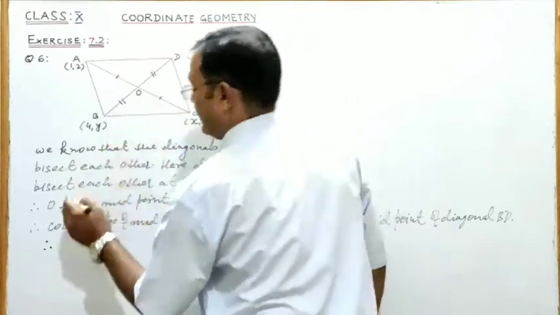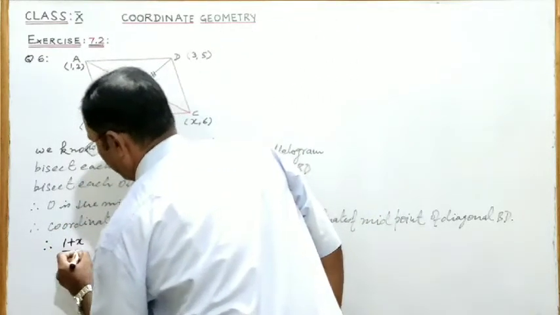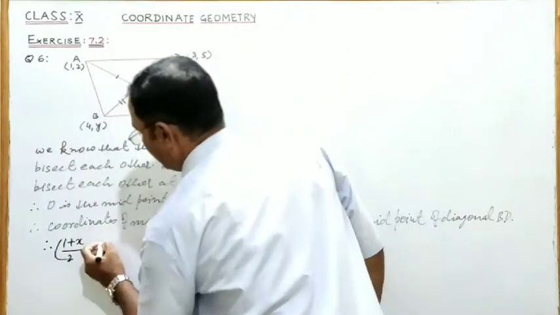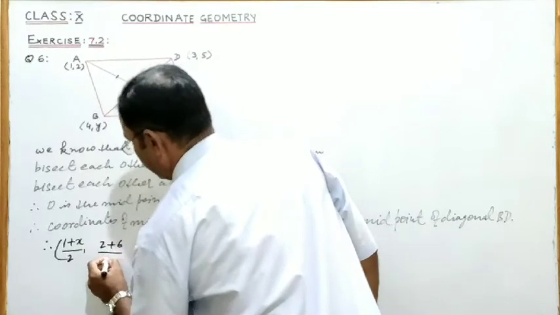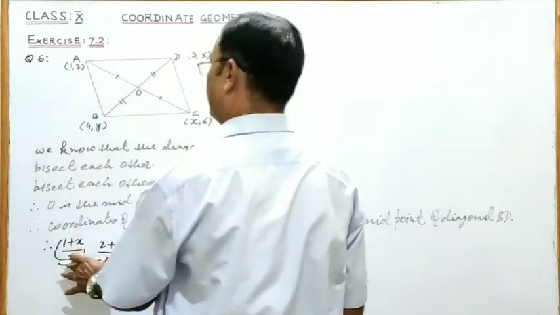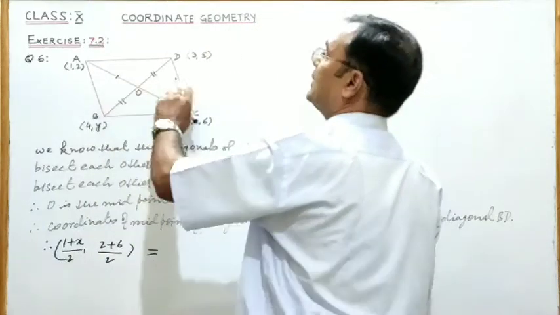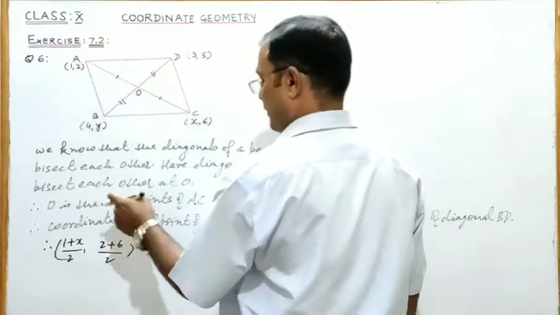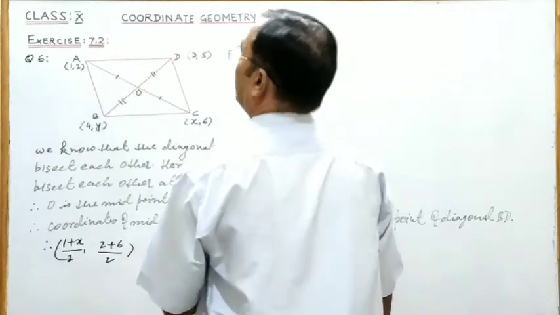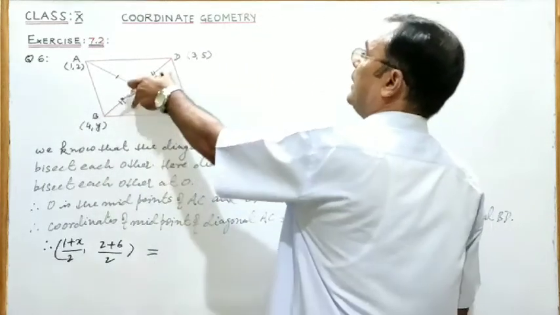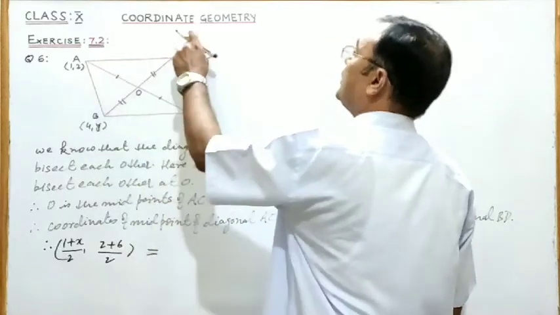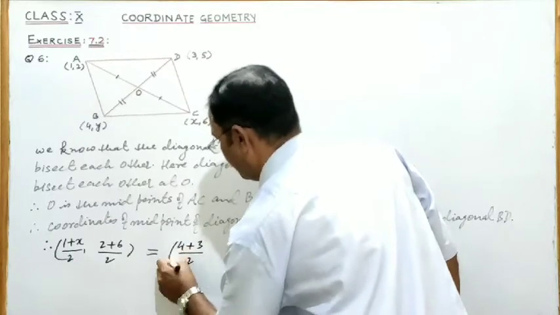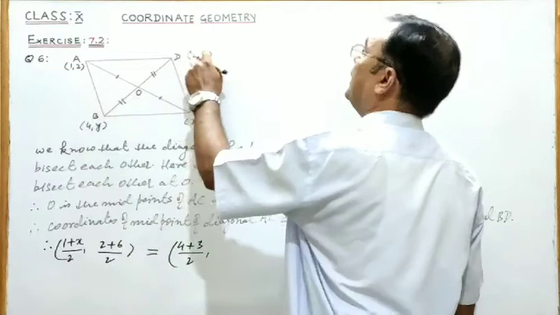1 plus x by 2, 2 plus 6 by 2. Coordinates of midpoint of diagonal AC, x1 plus x2 by 2, y1 plus y2 by 2, equal to coordinates of midpoint of diagonal BD: 4 plus 3 by 2, y plus 5 by 2.